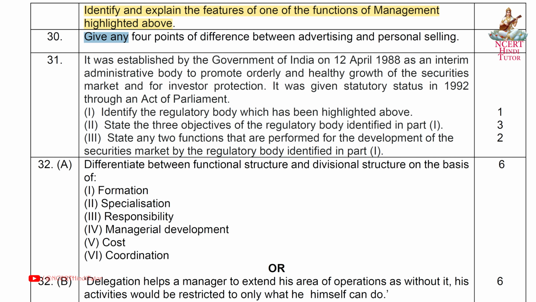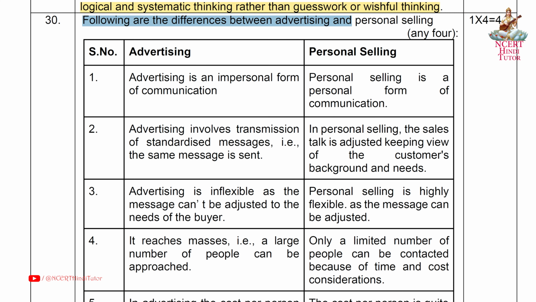Question 30. Give any 4 points of difference between advertising and personal selling. Answer. Following are the differences between advertising and personal selling, and friends, you can write any 4 points. First, advertising is an impersonal form of communication. Personal selling is a personal form of communication. Second, advertising involves transmission of standardized messages, that is, the same message is sent. In personal selling, the sales talk is adjusted, keeping in view the customer's background and needs.